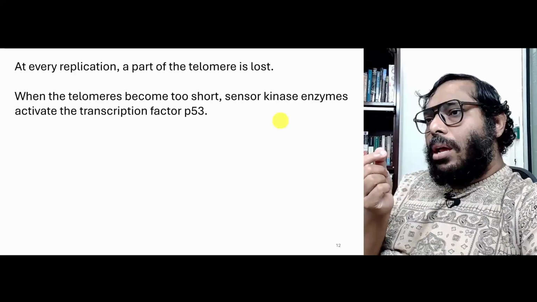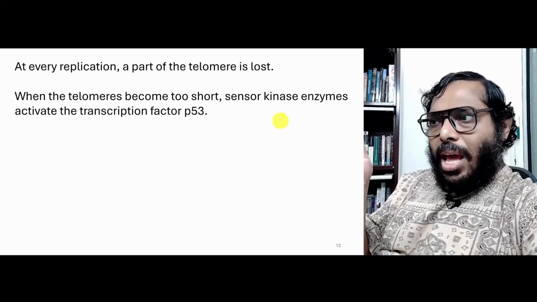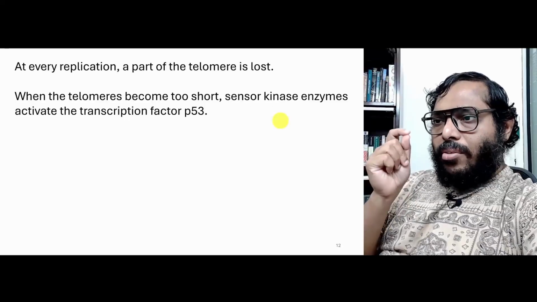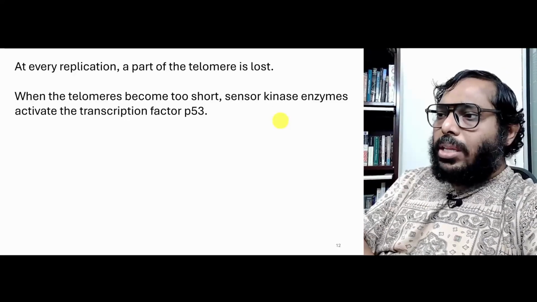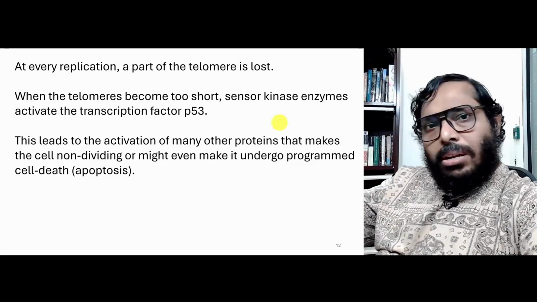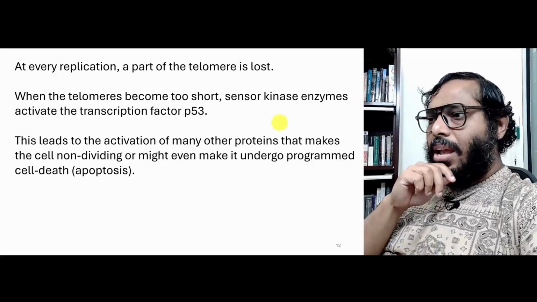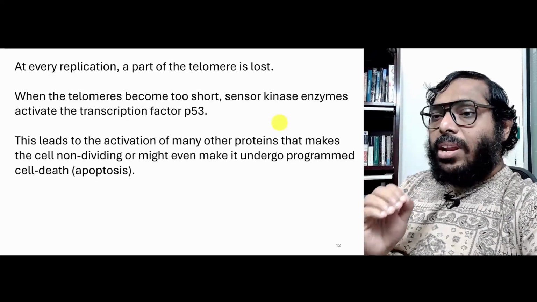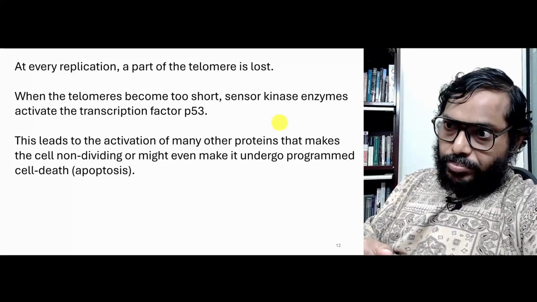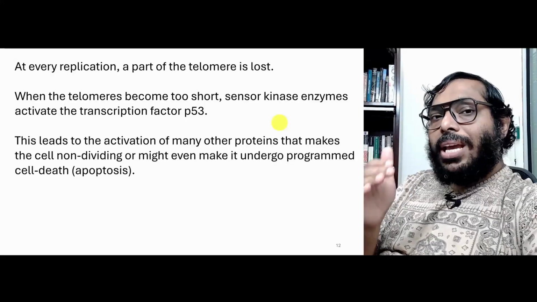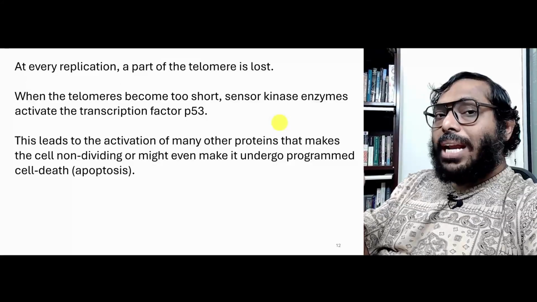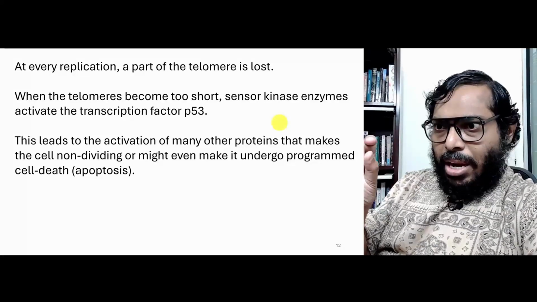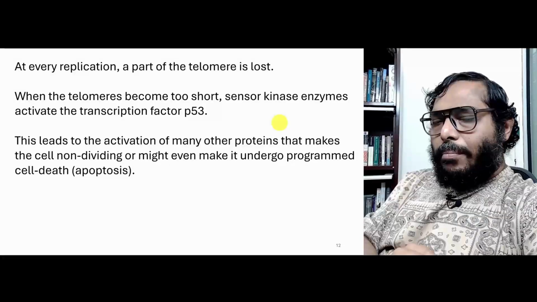Now, when the length of the telomere becomes too short, there are certain enzymes known as sensor kinase enzymes. They activate a particular protein, a transcription factor called p53. Now, when this protein gets activated, there are many other cascading reactions that happen, other proteins get activated, and because of the whole thing, the cell can become non-dividing, or it can even undergo programmed cell death known as apoptosis. Now, you can imagine that this is one of the mechanisms by which the body actually fights cancer, right, because cancer is what? Uncontrolled growth of cells. So, p53 is able to take certain cells and mark them for destruction, or arrest their growth.